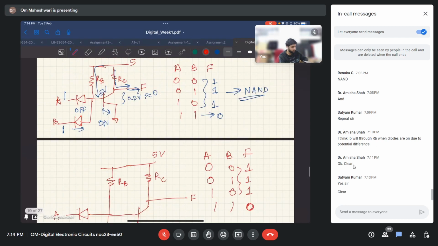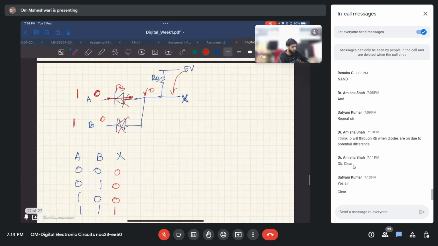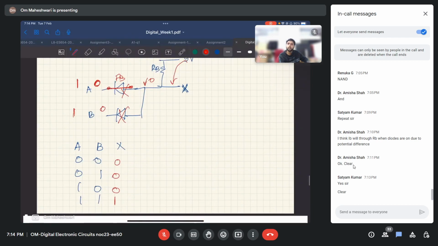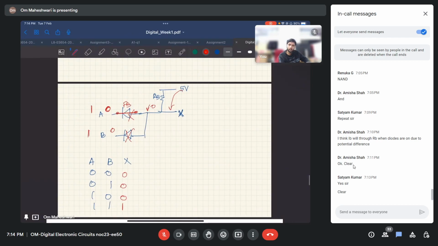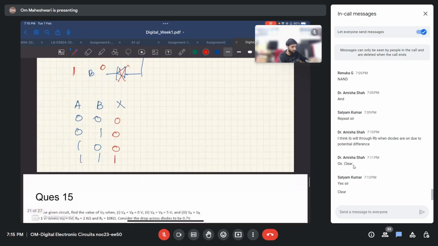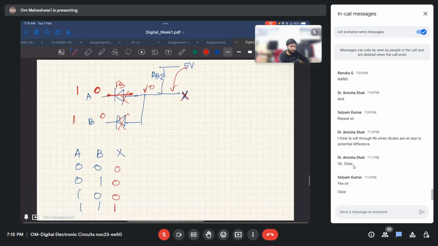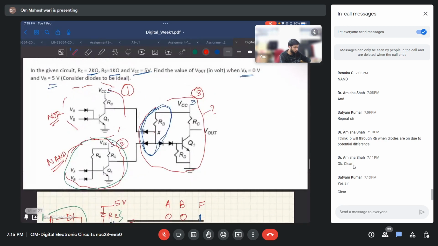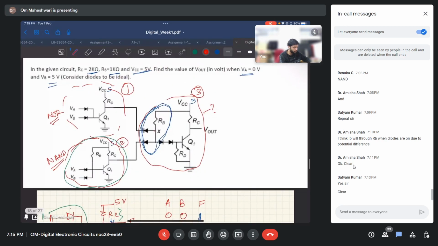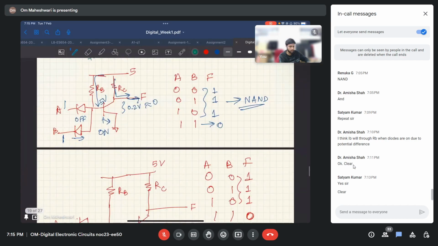Now we have some other circuit in front of it. Let me just show you again. I hope this X part is clear. Now we have some other circuit here also. Now let us look at this part of the circuit. I'll just draw this.